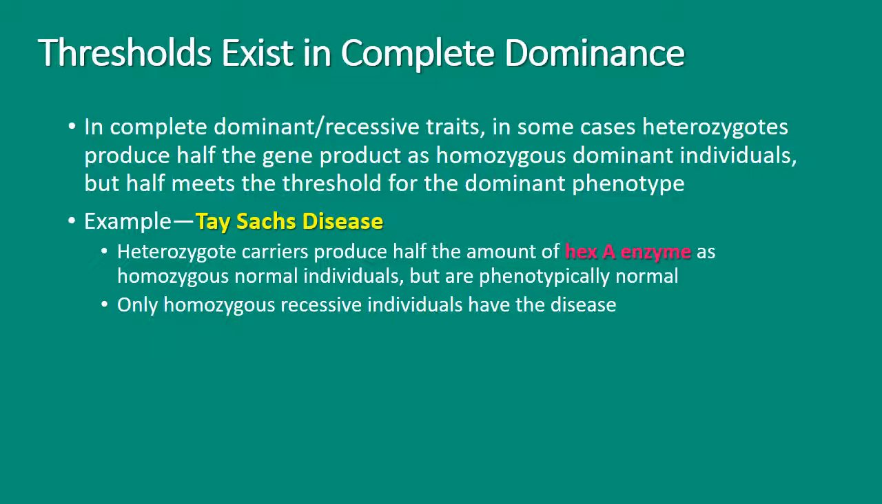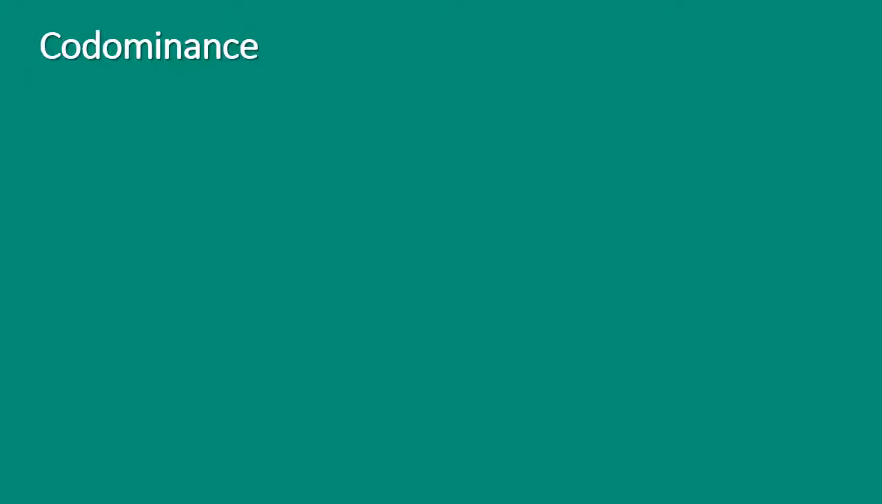But we do find that actually these heterozygotes only produce half of the enzyme. But anyway, these heterozygotes only produce half of the enzyme. It's just enough to prevent the disease because half the enzyme meets that threshold.